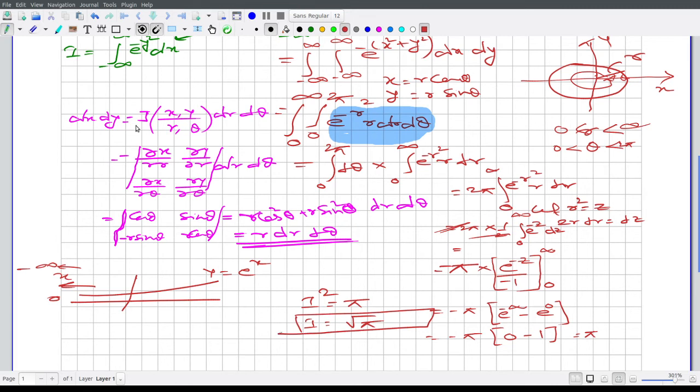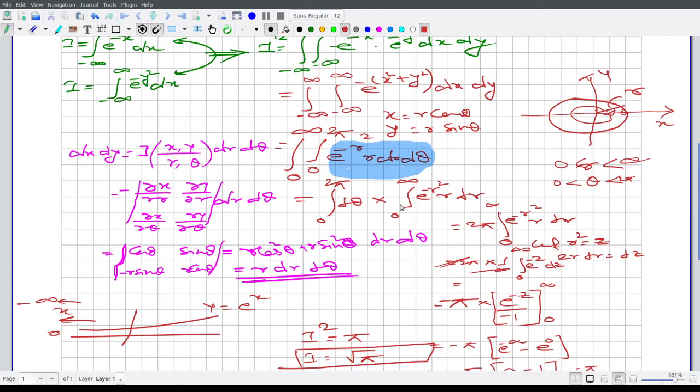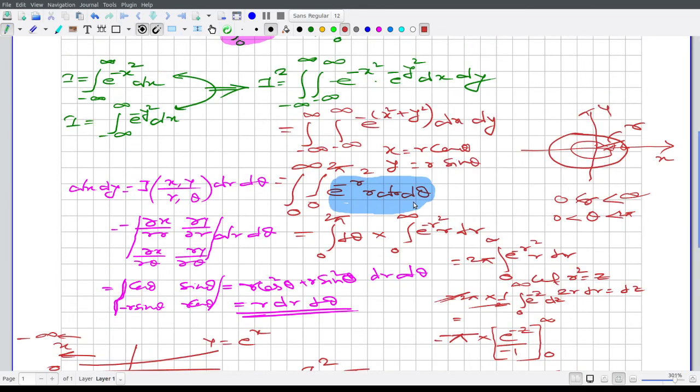So now we have found the value of I square, not I, so the I value is root pi. We can say that the I value is nothing but simply root of pi. And if we plot this, y equals e to the power minus x square, it is nothing but simply a bell shape.